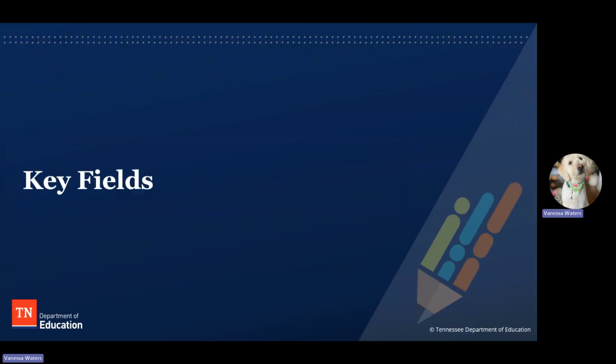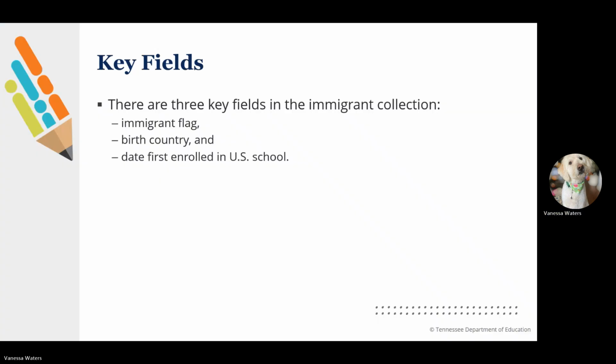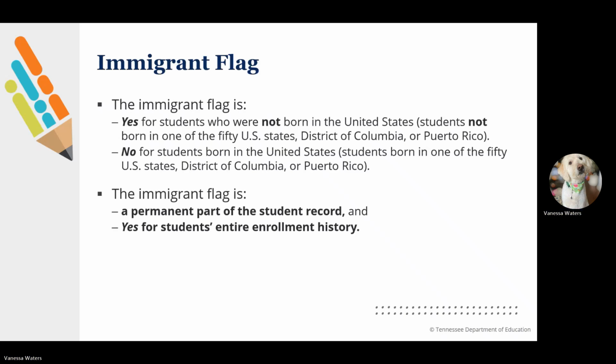Okay, let's talk about key fields. There are three key fields that apply in the immigrant collection. First, the immigrant flag. Second, birth country. And third, date first enrolled in U.S. school. So let's break that down a little bit further.